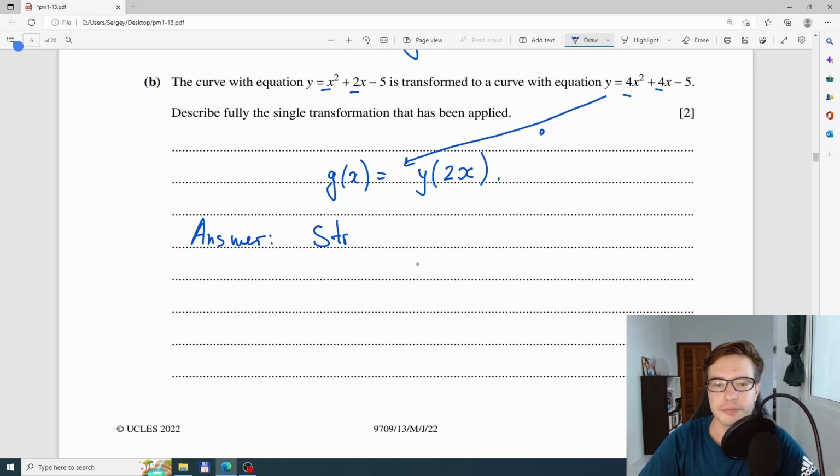It's stretch parallel to x-axis, stretch factor is 1/2.